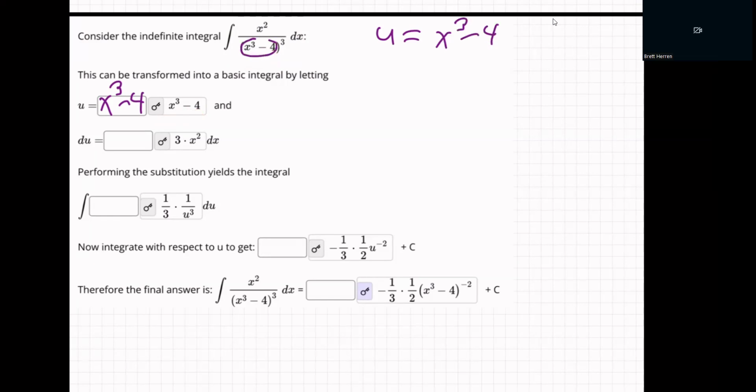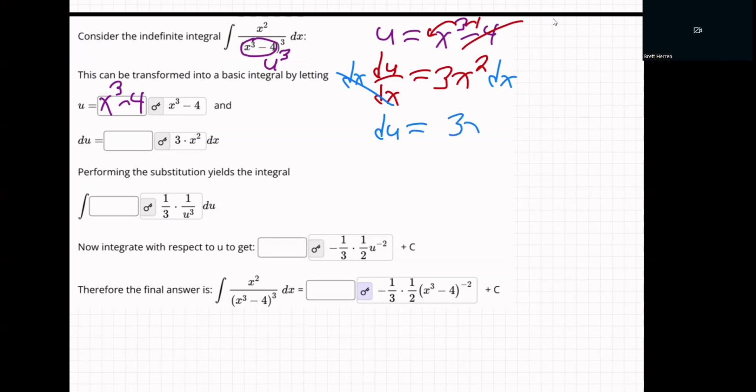So this inside right here will become u to the third power, right? Because it was x cubed minus 4 to the third power, and u is x cubed minus 4, so this is u to the third power. Now, let's take the derivative of this. du dx. You remember derivatives, bring the 3 down, subtract 1 from the power, and then the 4 just goes to 0. And then multiply both sides by dx. This cancels out. So du is 3x squared dx. So there it is, du is 3x squared dx.